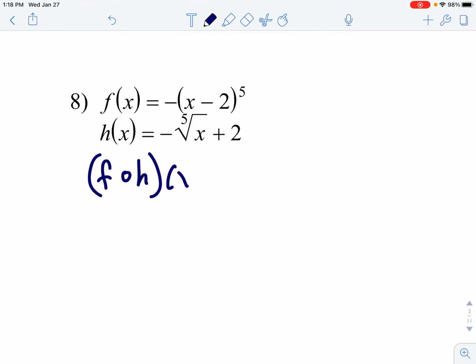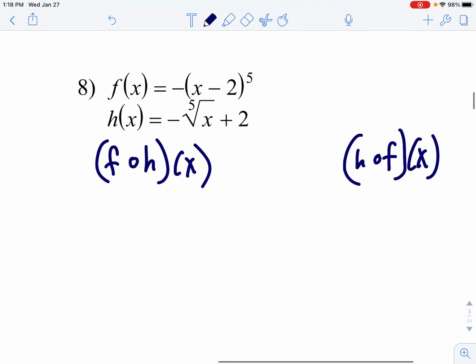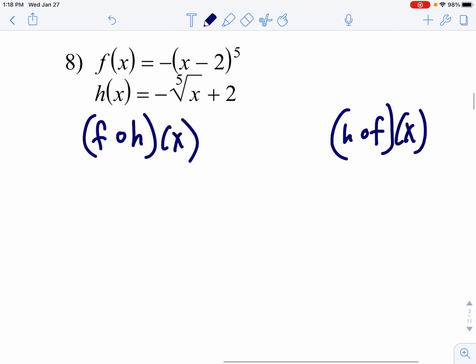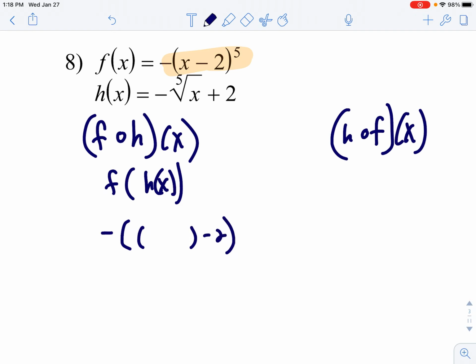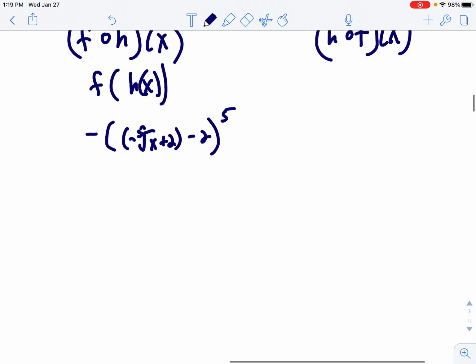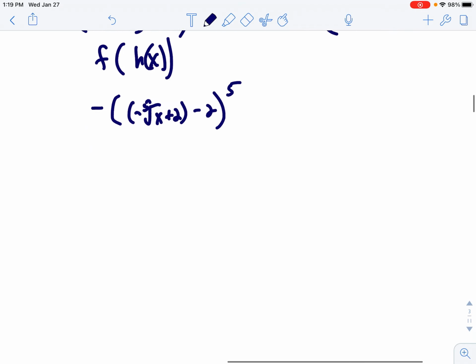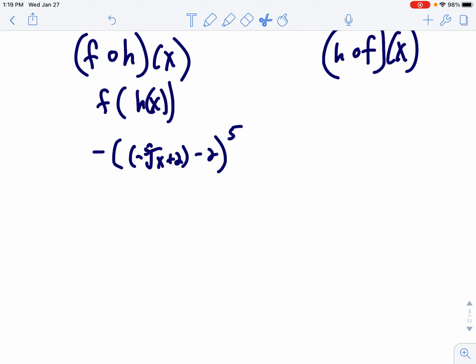F of h of x, h of f of x. Okay. This means we do f first and plug h into it. F first is that. Negative x minus 2 to the fifth power. And I need to plug this in there. Negative fifth root of x plus 2. All right, that's kind of sloppy. Yeah, I can't let that go. I need to rewrite that better.